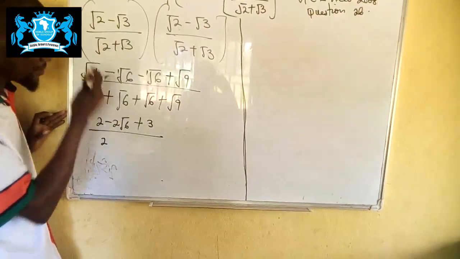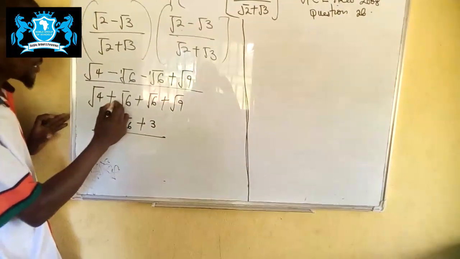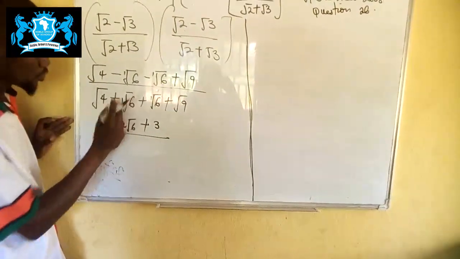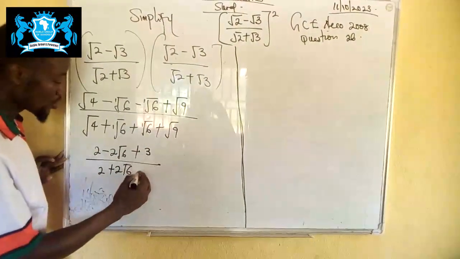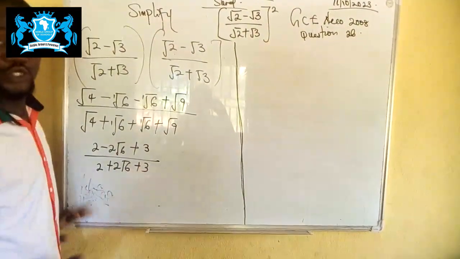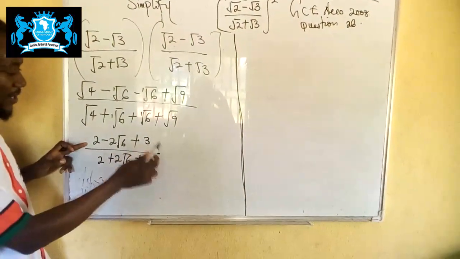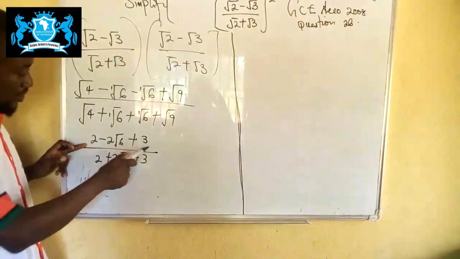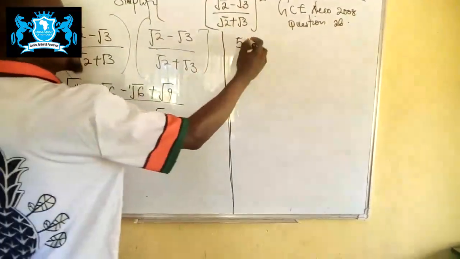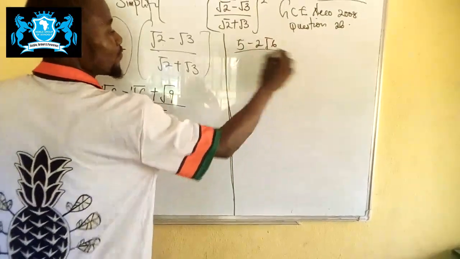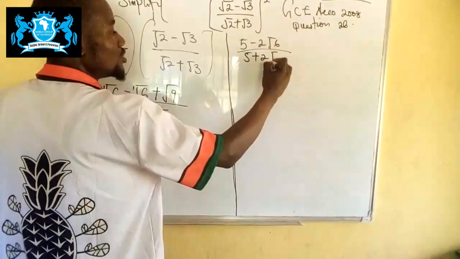Now that's the same thing, but here we are having plus and plus. So they still have the same coefficient, 1 and 1. So 1 plus 1 is plus 2√6, and the square root of 9 is 3. So here now, we collect like terms. You see that we have two ordinary numbers in the numerator, the 2 and 3. So 2 plus 3 will be 5, then −2√6, all over 2 plus 3, we have 5 plus 2√6.